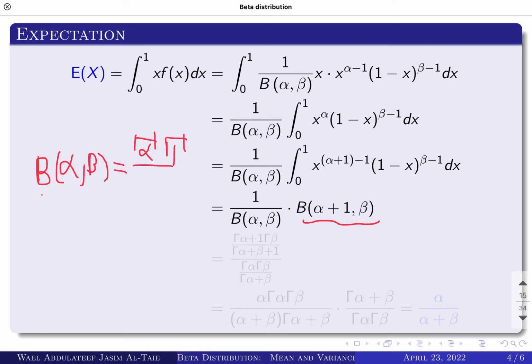What we've done here: gamma of alpha plus 1, we can write as alpha times gamma of alpha, and gamma of alpha plus beta plus 1 equals alpha plus beta times gamma of alpha plus beta.